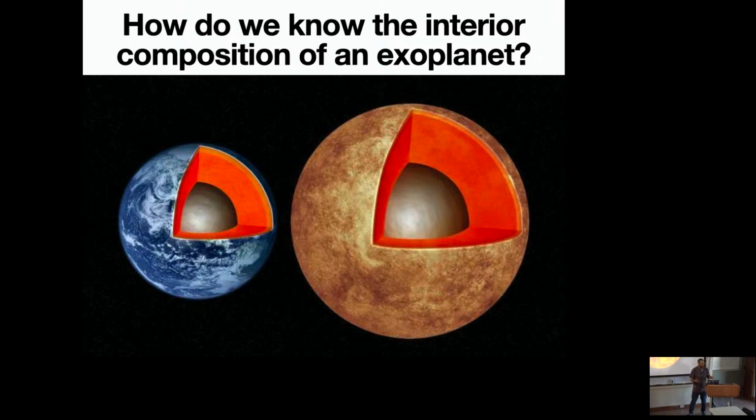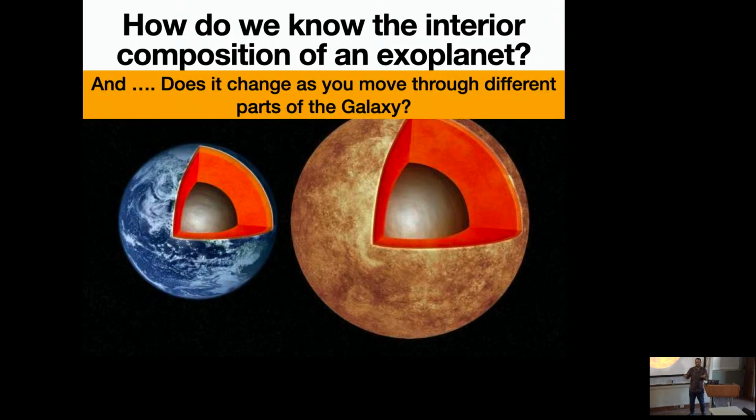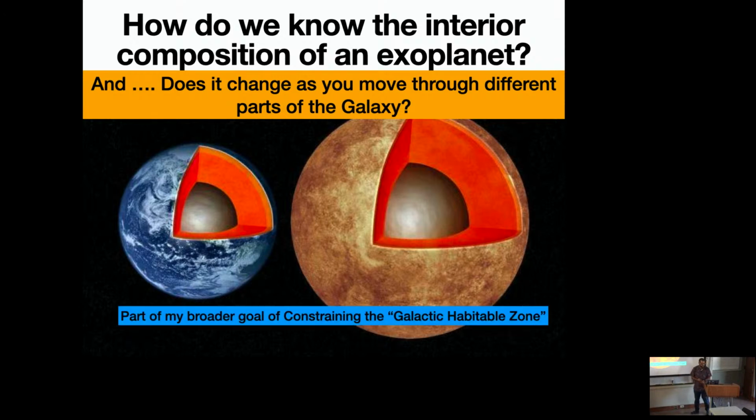How do we actually learn about the interior composition of planets, and does it correlate not only to the host star that the planet is around, but does it change as we move through the galaxy? Is a planet in the inner galaxy different in its interior than a planet in the outer galaxy simply because of the material that it's made from? And this is part of my broader goal in my research group to start thinking about constraining the galactic habitable zone. So thinking about applying the concepts of galactic and stellar archaeology to the exoplanet community and world.